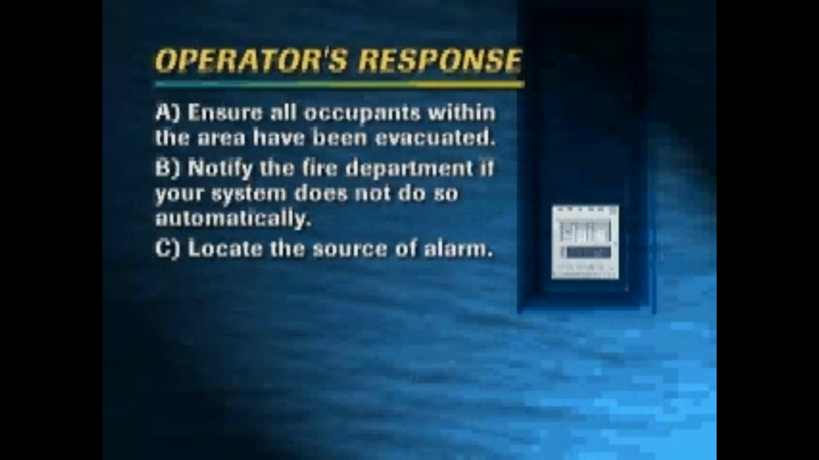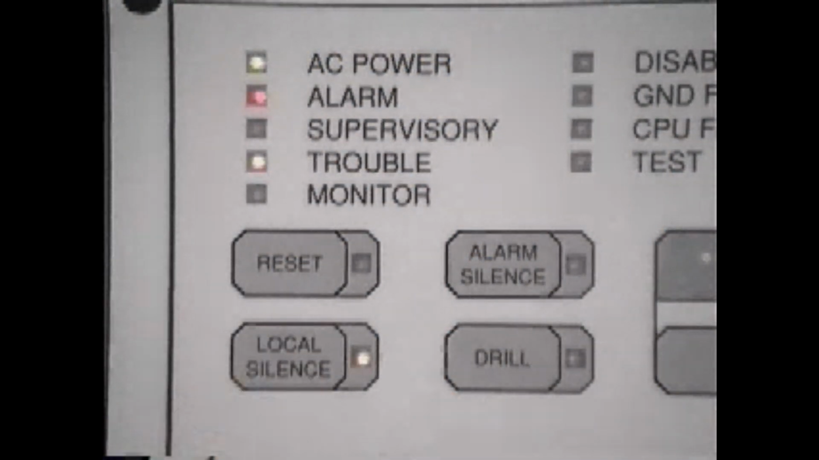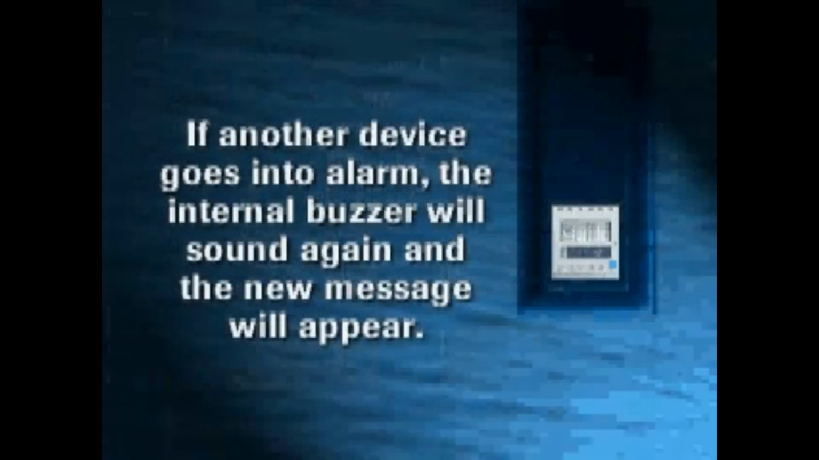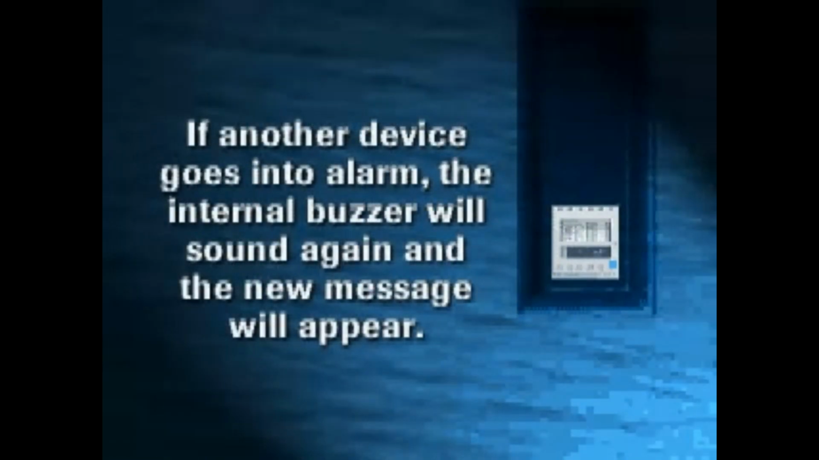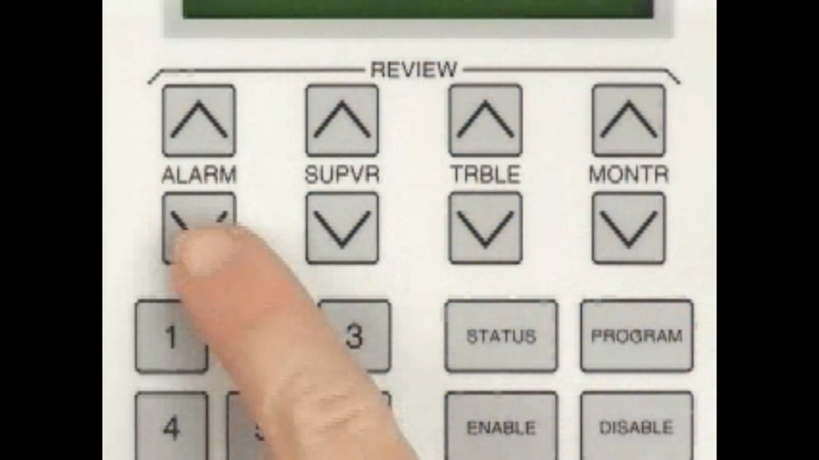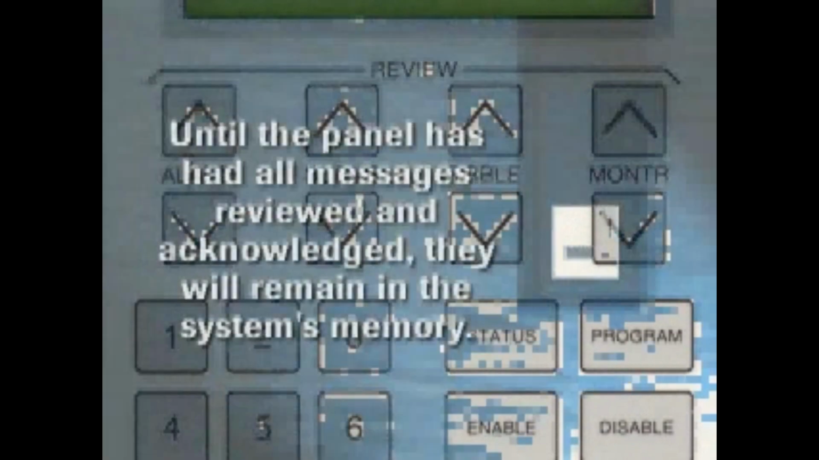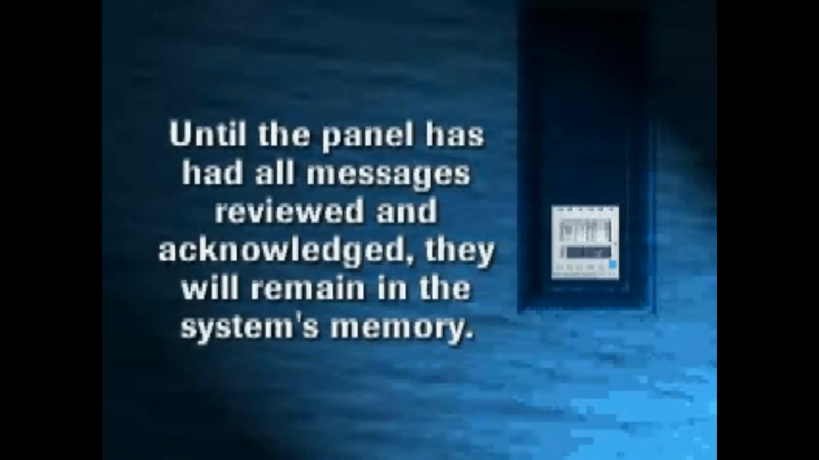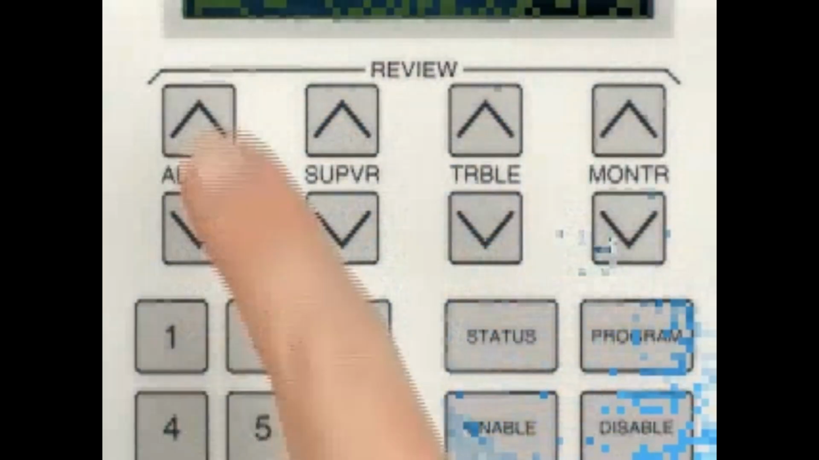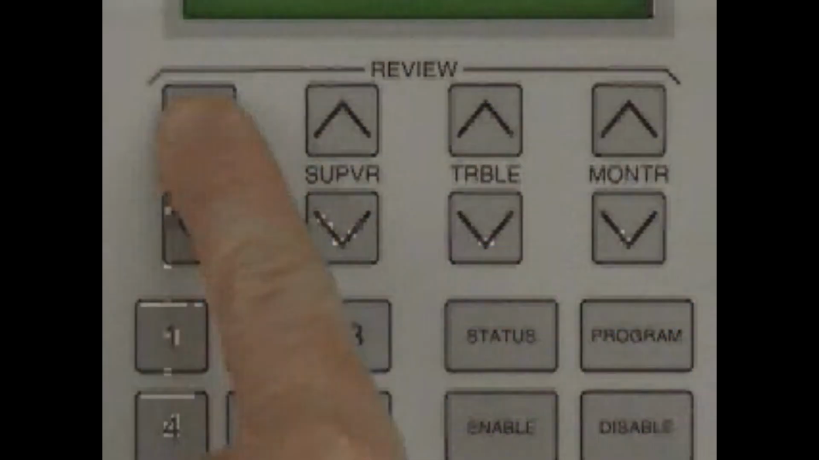C. After you locate the source of the alarm, press the local silent switch to acknowledge the message and silence the internal buzzer. If another device goes into alarm, the internal buzzer will sound again, and a new message will appear. Press the Alarm Review down switch to view any additional alarm points. Until the panel has had all messages reviewed and acknowledged, these messages will remain in the system memory and may be reviewed with the Alarm Review up switch.